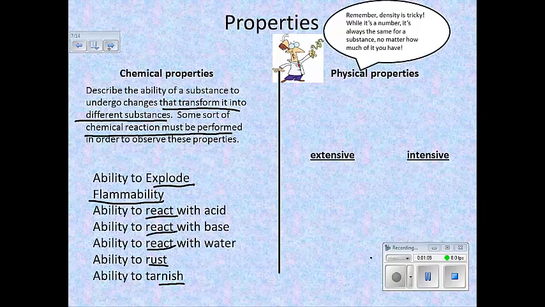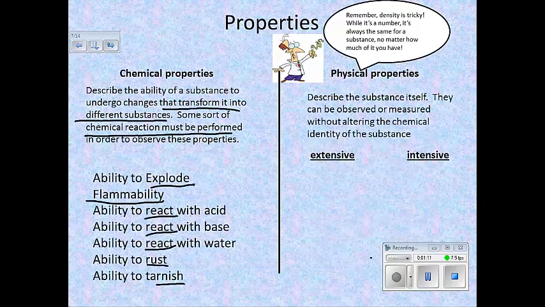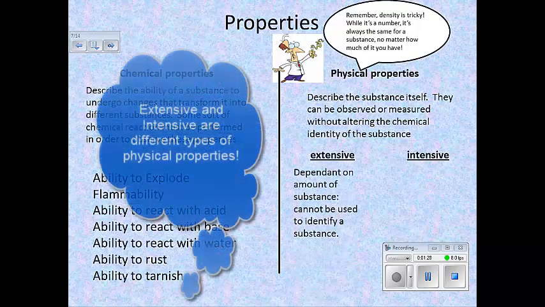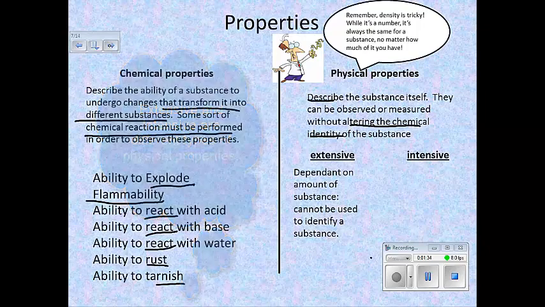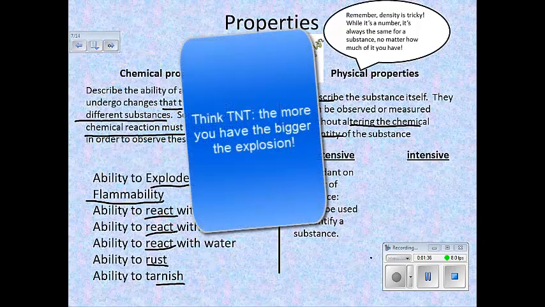Now, physical properties, on the other hand, don't change the substance you're working with. It's a descriptive term. It does not alter the chemical identity of the substance. Now, you have extensive and intensive properties. So let's go ahead and look at extensive properties. They are dependent on the amount of substance you have. In other words, if you have 1 gram of something and then 100 grams of something, one of these properties is going to change because you have more or less of that substance.